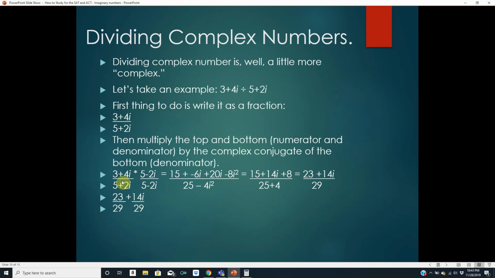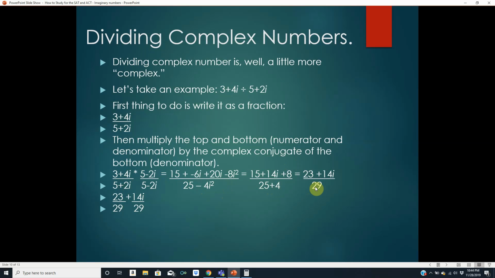And then we have on the bottom, because of the difference of squares with the complex conjugate, it becomes 25 minus 4i squared, which becomes 25 plus 4, because i squared is negative 1, so minus 4 times negative 1 is just going to be 4.